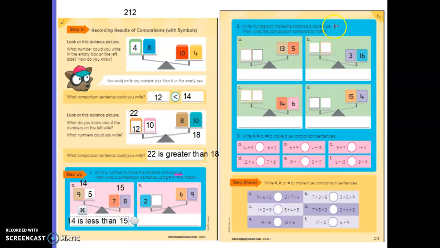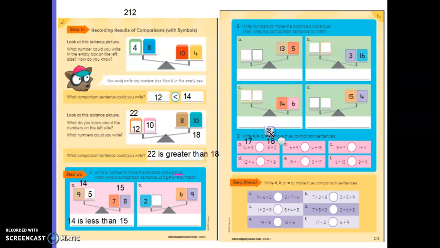Same thing over here for number 2. You're going to make it true and then write the sentence underneath it. So you could use the symbols, greater than, less than, or you could use the words. And then number 3 says write the symbols to make them true. So 14 plus 3 is 17, because we have 14, 15, 16, 17. 16 plus 2, 16, 17, 18 is 18.